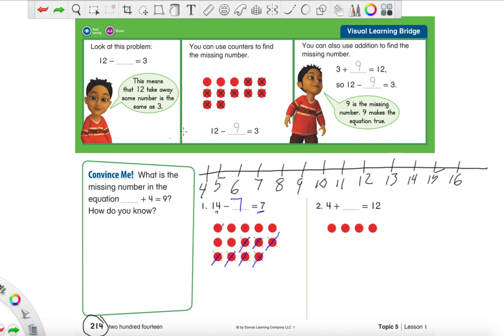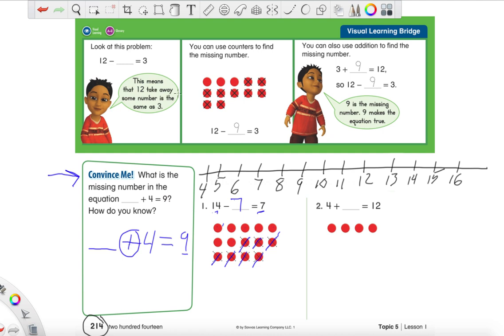Now normally I completely avoid this section here, but today, since it kind of gives us an extra practice problem, we're going to give it a shot. So it says, what is the missing number in the equation blank plus 4 equals 9? There's a reason I want to do this. You can see that it's written differently. First, they put the blank first, then the 4, right? And then they give us our big total at the end.